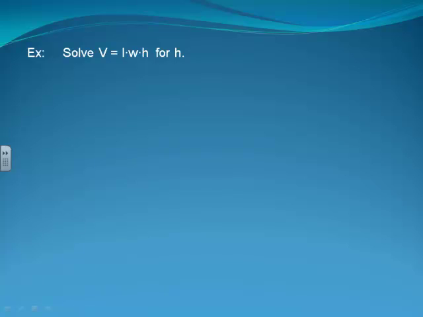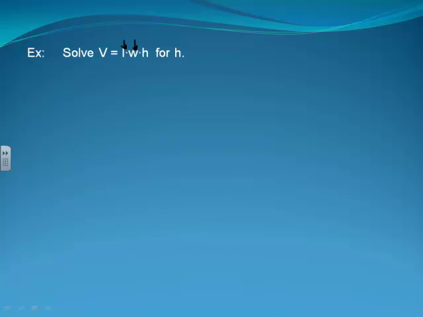So we're going to start with this example. This is a formula for volume of a rectangular solid. Volume equals length times width times height. And we want to rearrange that and solve it for h, which means we want h to be isolated. So in order to do that, notice that there are two things on the right-hand side that we're going to have to move so that h can be by itself. We're going to have to get rid of the length variable and the width variable.